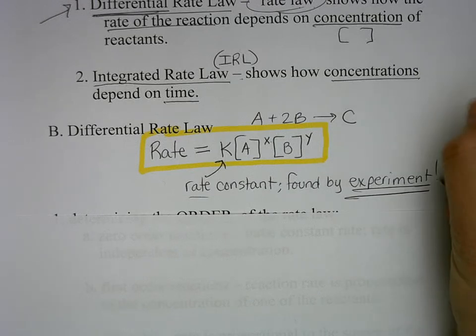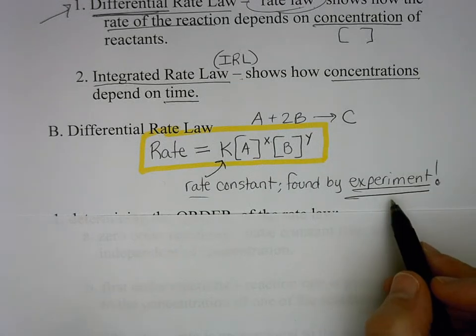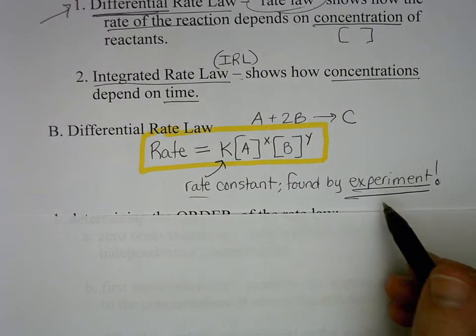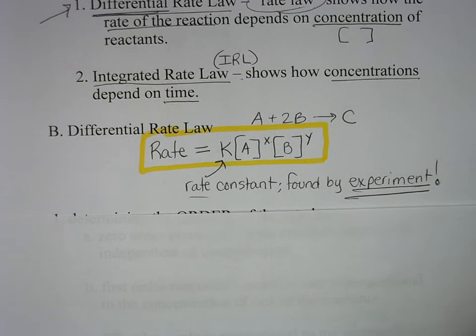And sometimes that's a multiple choice question. It might ask you, in which ways can you find K? And the answer is always, you can only find it using experimental data. And we'll go through the process of doing that.